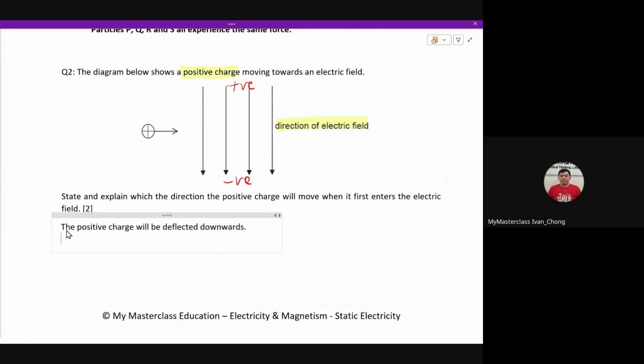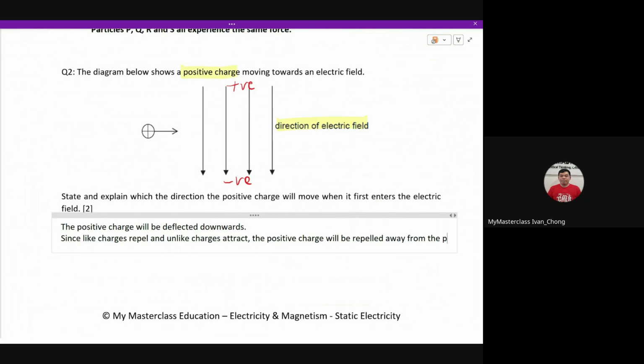Since like charges repel and unlike charges attract, the positive charge will be repelled away from the positive charges at the top, and be attracted towards the negative charges at the bottom.